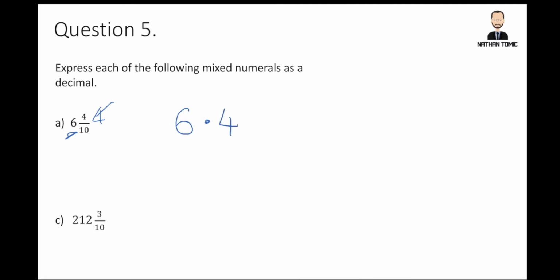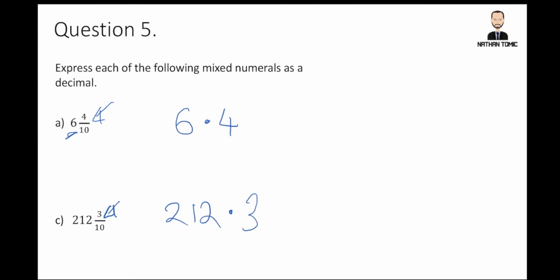For C, we've got 212 as a whole number, so that's on the left hand side of our decimal point. And again we have 3 tenths here, so we're going to have a 3 going in straight after the decimal place.